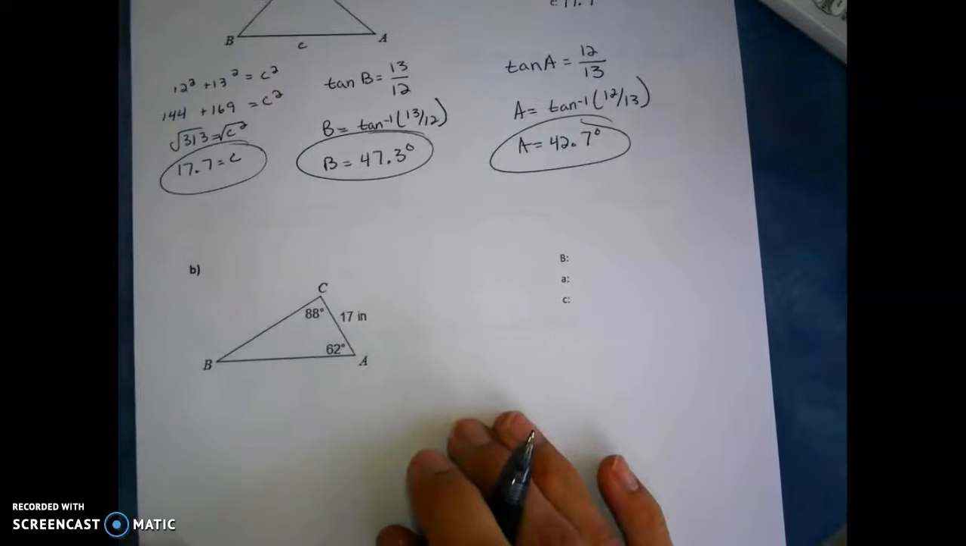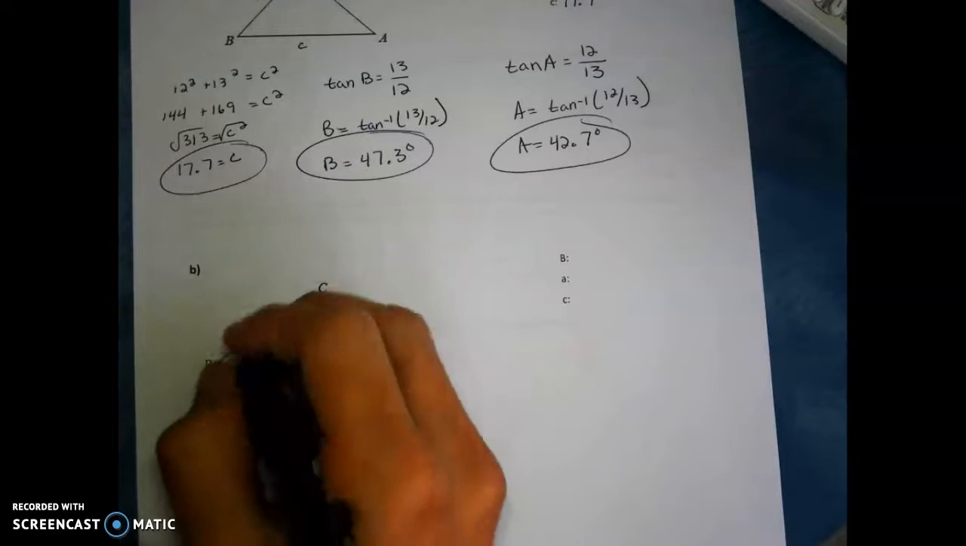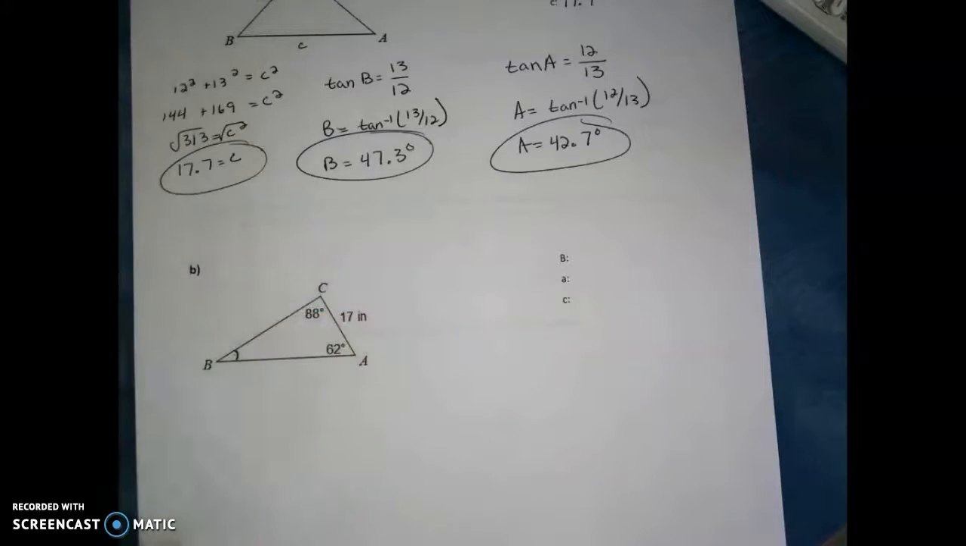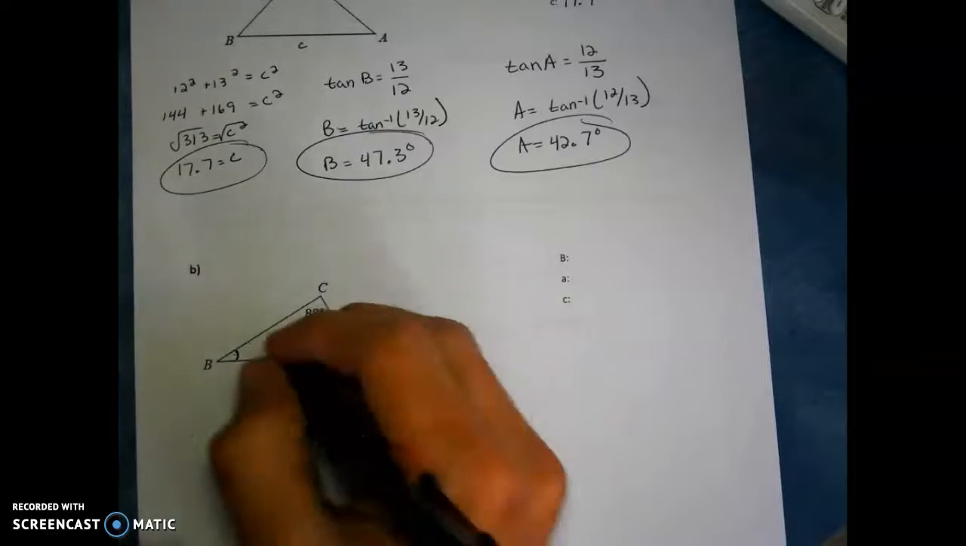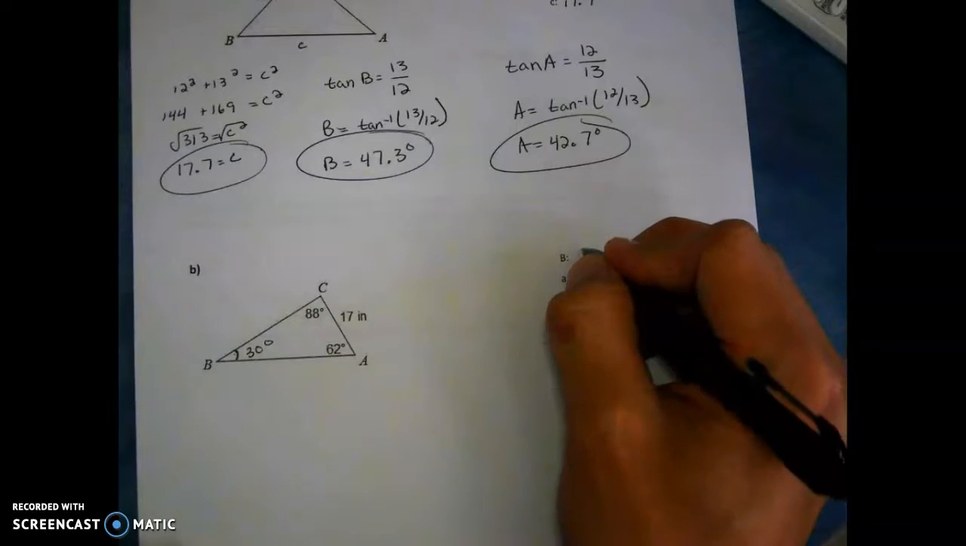Second one, we have this non-right triangle. So I can't use SOHCAHTOA for this one. So now I've got to use law of sines. The first thing I'm going to do is find this angle right here. This whole triangle needs to add up to 180. So this will give me 30 degrees right there. So angle B is 30 degrees.